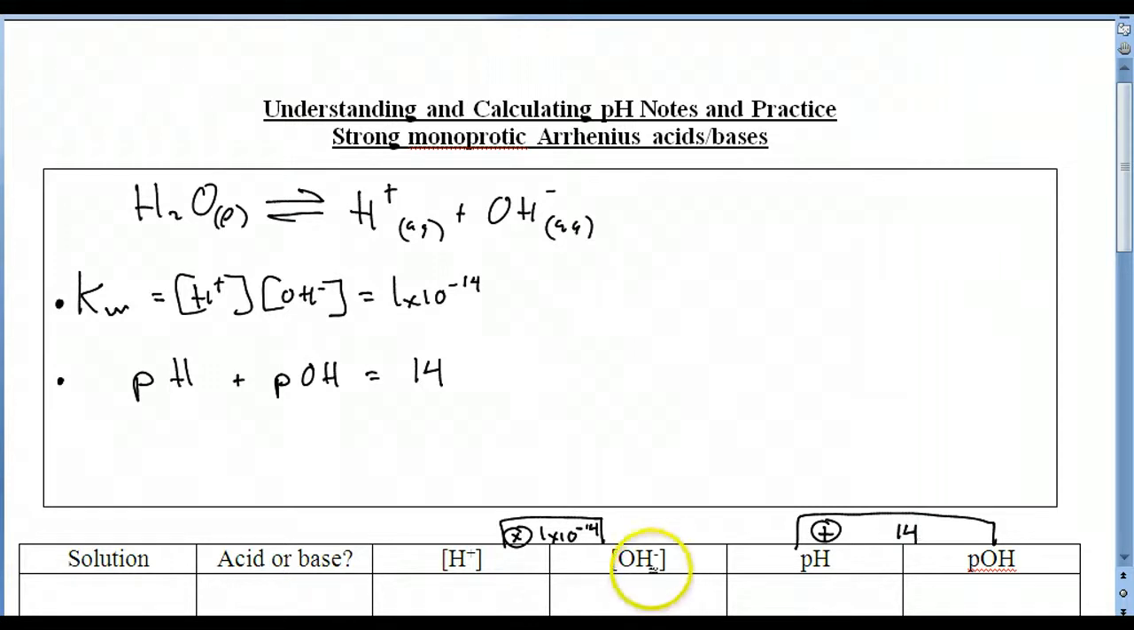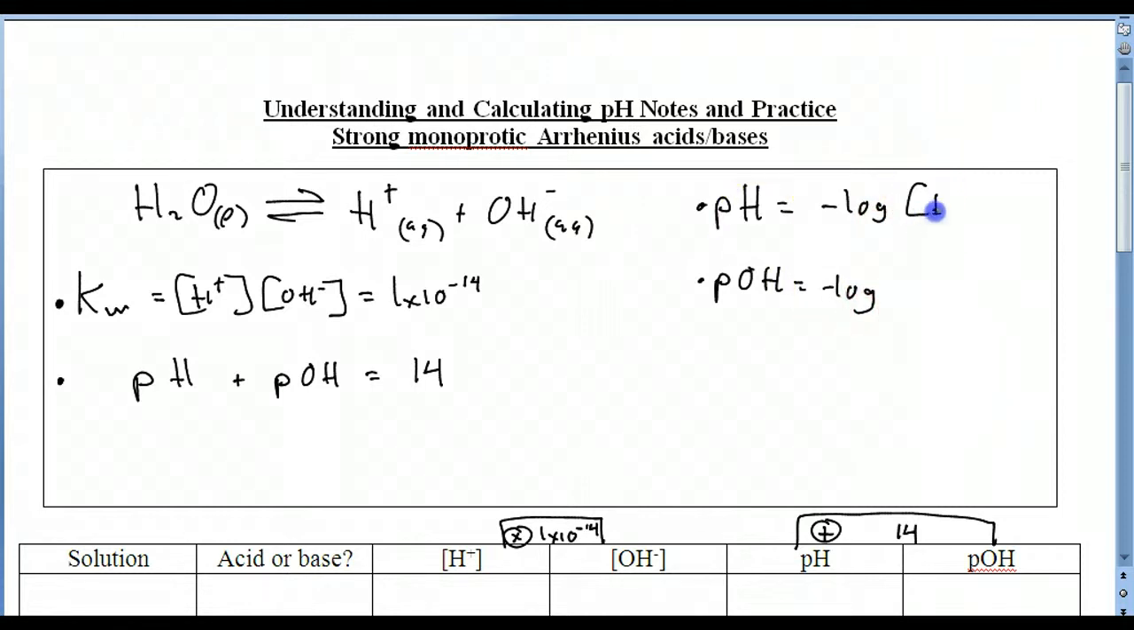The next issue is how to go from OH to pOH, or pOH to OH. And so we'll set up another column of equations. pH equals, pOH equals, P stands for negative log, H stands for the H, and OH stands for the OH. And so if I have the hydrogen, then I can calculate pH by typing negative log into my calculator.